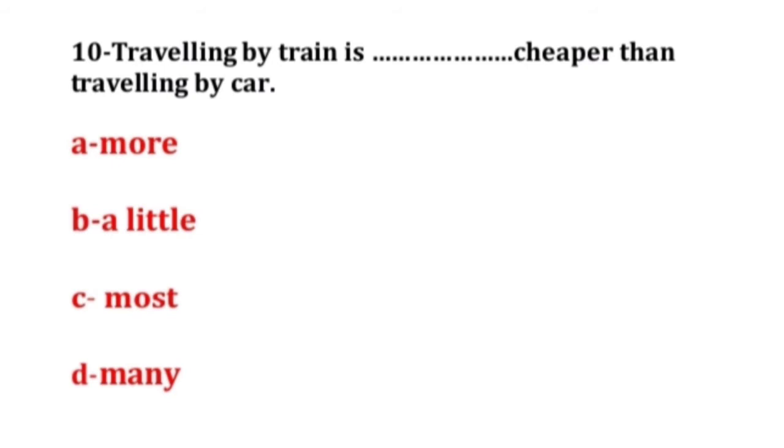Number 10. Traveling by train is ___ cheaper than traveling by car. More, a little, most, many. The correct answer is a little. Again, a little.